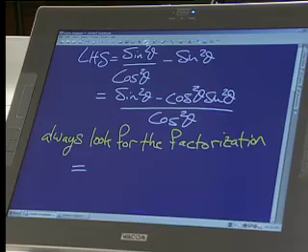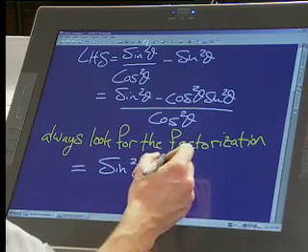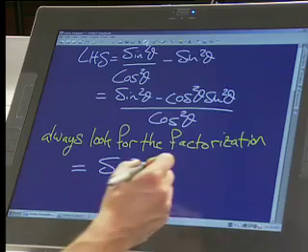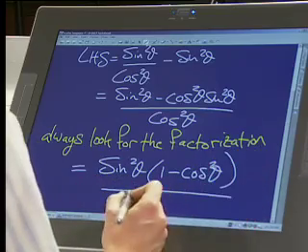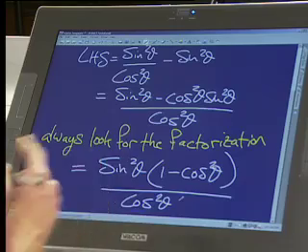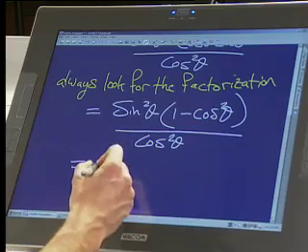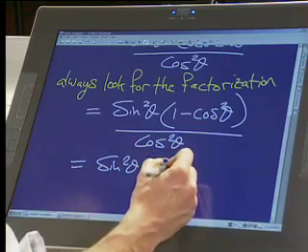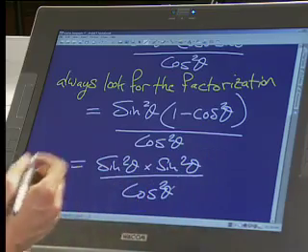I couldn't go any further. Okay, let's have a look at it together. What do you notice on the top? What's common? It's sin squared theta. Can I pull it out as a common factor? Yes. Okay, so I'm going to get sine squared theta and then a bracket. And then what? 1 minus cos squared theta. Great. All over cos squared theta. Now what is 1 minus cos squared theta? Sin squared theta. So what I end up with here is sin squared theta times sin squared theta all over cos squared theta.